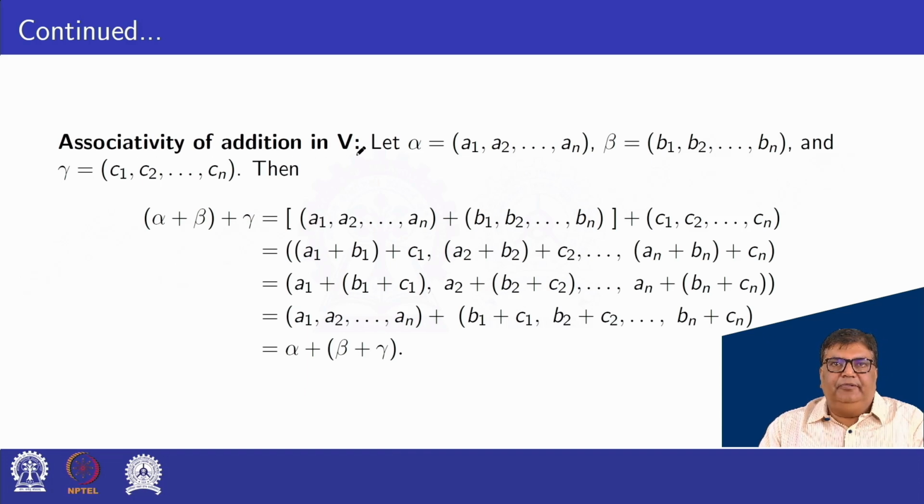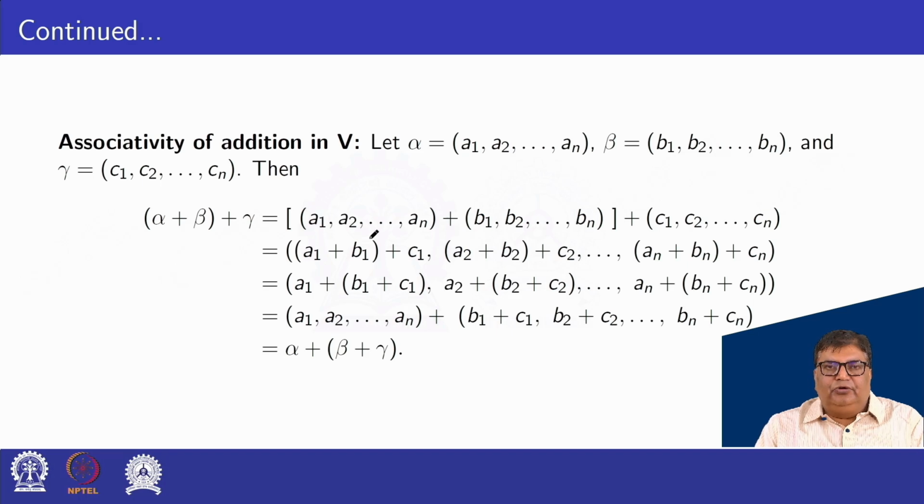Associativity of addition in V. Let alpha equal (a1, a2, and so on, an), beta equal (b1, b2, and so on, bn), and gamma equal (c1, c2, and so on, cn) in n-tuples. Then alpha plus beta plus gamma equals the n-tuple of alpha (a1, a2, and so on, an) plus the n-tuple of beta (b1, b2, and so on, bn) plus the n-tuple of gamma (c1, c2, and so on, cn).